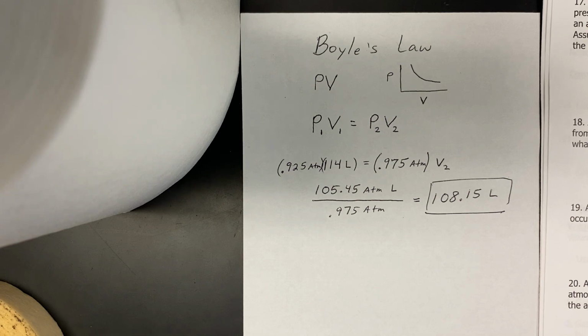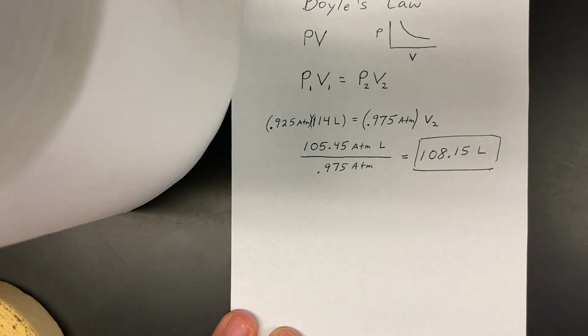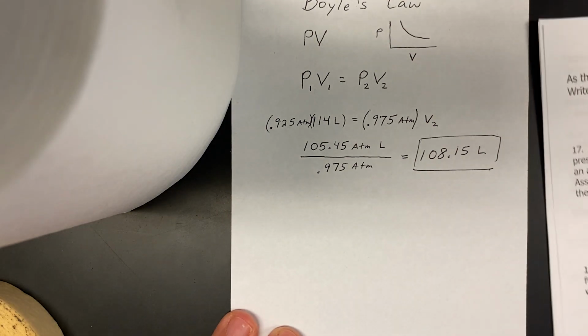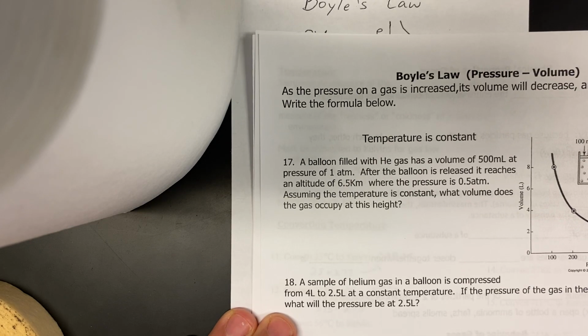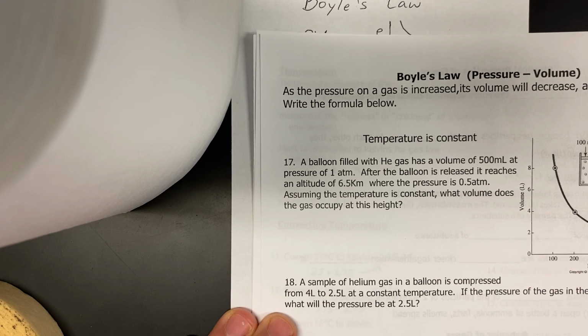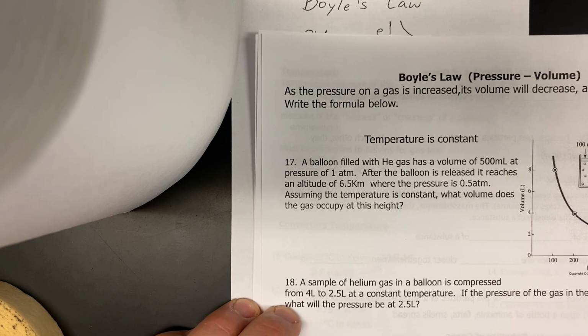All right, let's tackle another one. Give me 17 through 24. All right, here we go. We have a balloon filled with helium gas. It's a volume of 500 milliliters at a pressure of 1 atmosphere. After the balloon is released, it reaches an altitude of 6.5 kilometers where the pressure is half an atmosphere. Assuming the temperature is constant, what volume does this gas occupy at this height?